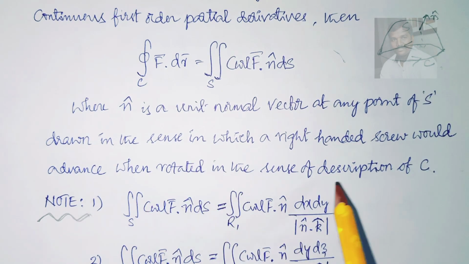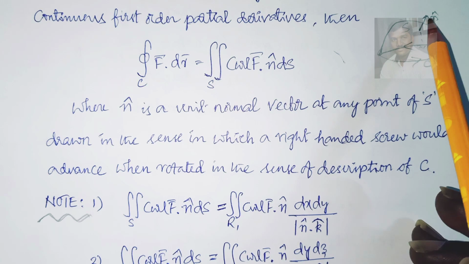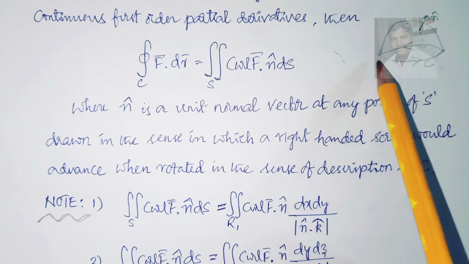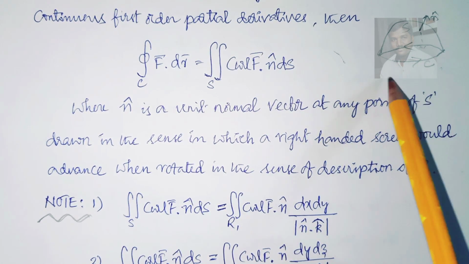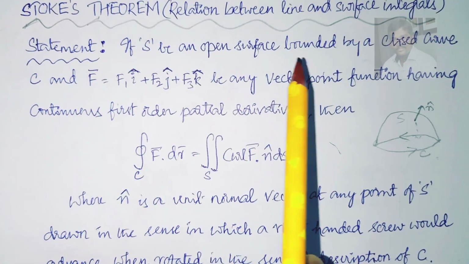That is the right-handed screw as well. When you try to open a screw, we use the screwdriver and rotate it in the anti-clockwise direction. Again, to fit it in, we rotate it in the clockwise direction. So that depends on n cap, the unit normal vector. We consider the orientation, the direction of C, that is the boundary of the open surface.